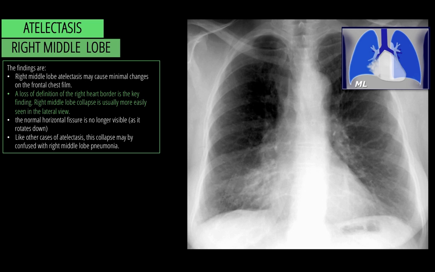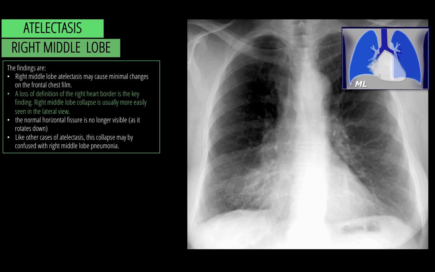In the next example of right middle lobe atelectasis, we can see blurring or a silhouette sign of the right heart border, which is consistent with middle lobe collapse. We can also see the presence of air bronchograms, and we can note that both the right and left hemidiaphragms are roughly at the same vertebral level. However, what we cannot differentiate in this patient is the location of the horizontal fissure.